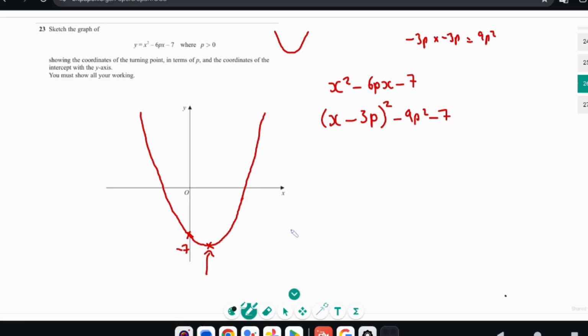you can find the x and y values from our expression for completing the square. This is the opposite sign. The x value is 3p. It's always the kind of the opposite sign here inside your brackets, and the y value is always the bit outside your bracket.